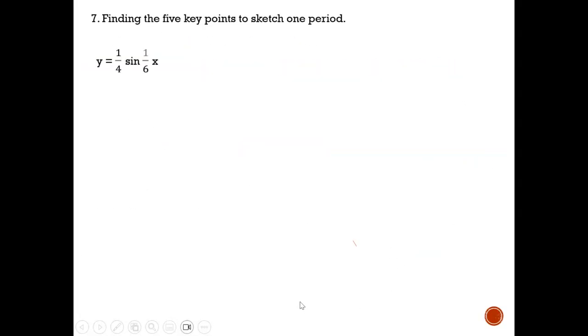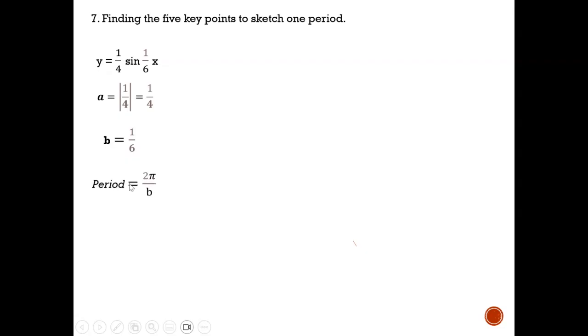Now we're going to be graphing, okay? But for number 7, they just want the 5 key points to sketch one period. Okay, we're not going to sketch here, guys, okay? They just want the 5 key points. So here, guys, we have to know what the A is, which is the amplitude, and the B. The B is to find the period. So the amplitude will be 1/4, and the B will be 1/6.